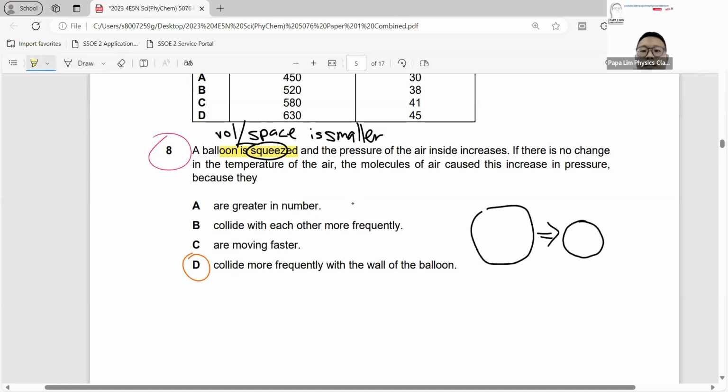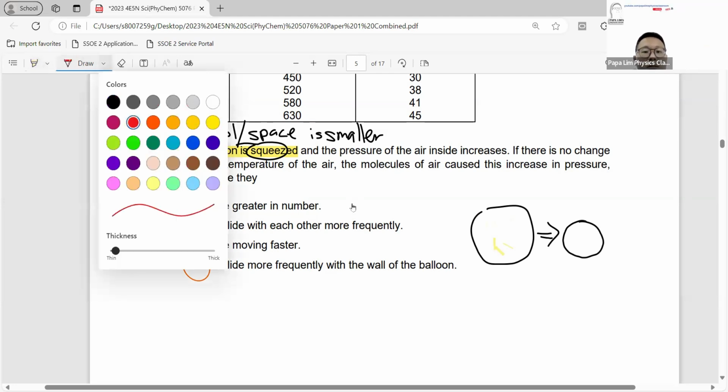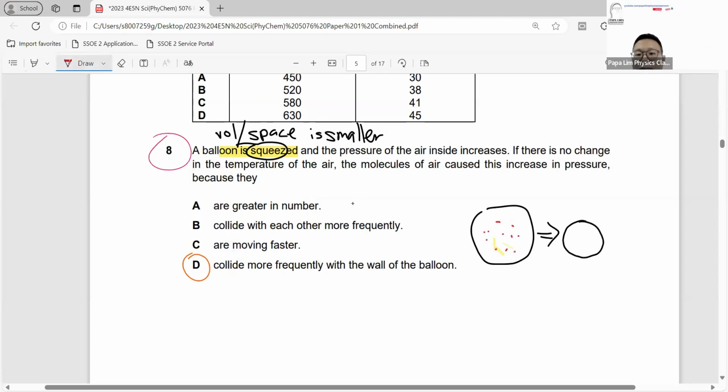Take note, the number of particles is all the same. The number of particles never changes. But what happened is that now I have a smaller space. With a smaller space, the particles inside have less space to move.